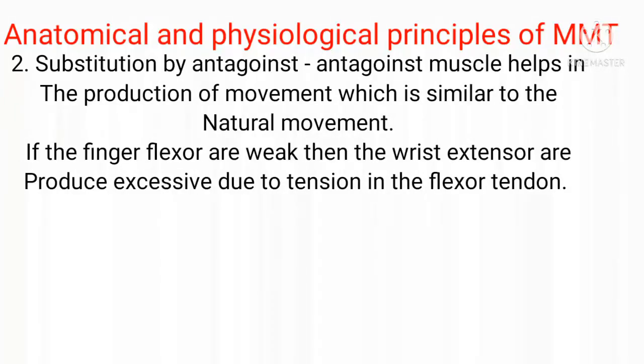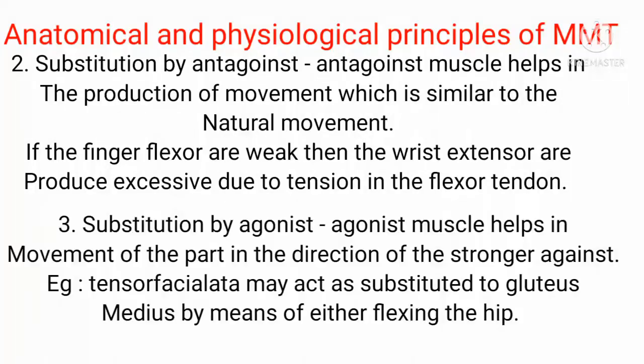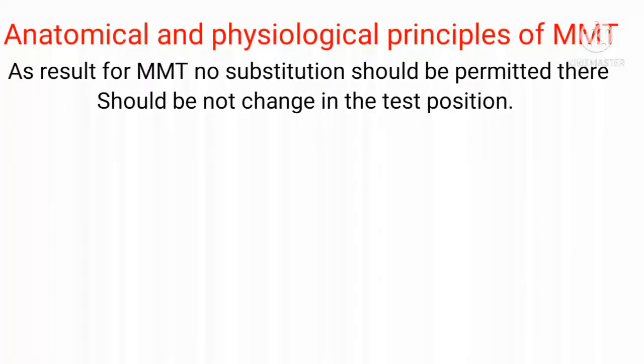Substitution by antagonist. The antagonist muscle helps in the production of movement which is similar to the neutral movement. If the finger flexors are weak, then wrist extension is produced excessively due to tension in the flexor tendon. Substitution by agonist. The agonist muscle helps in the movement of the part in the direction of the strong agonist. For example, tensor fasciae latae may act as a substitute for the gluteus maximus by flexing the hip. As a result, for MMT, no substitution should be permitted.